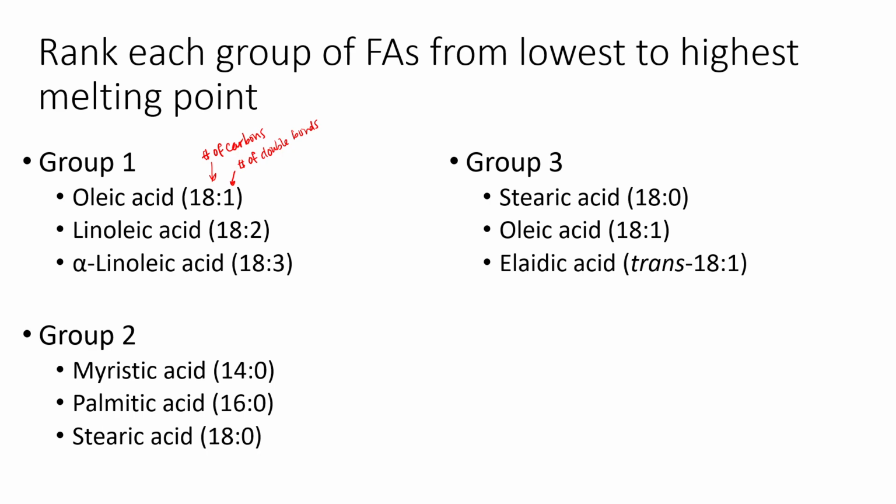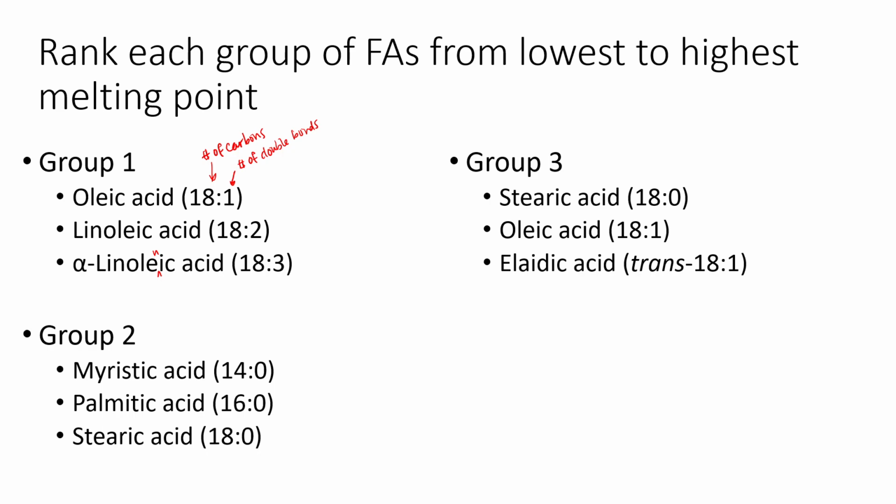All right, so let's start discussing the melting points of each of these groups. So let's start with group 1. As you can see, oleic acid, linoleic acid, and alpha-linolenic acid, excuse me for this typo, linolenic, they each have the same number of carbons, right? If you look in the parentheses, they each start with an 18. So these are each 18 carbon fatty acids, so we can't use the fatty acid chain length to help us determine the melting point. The only difference between them is the number of double bonds.